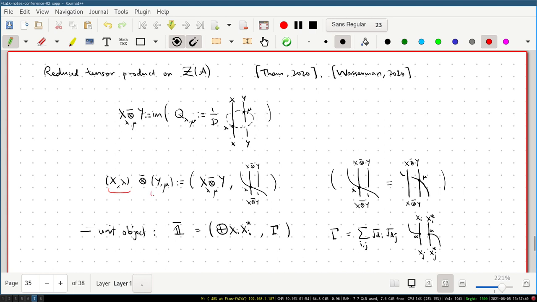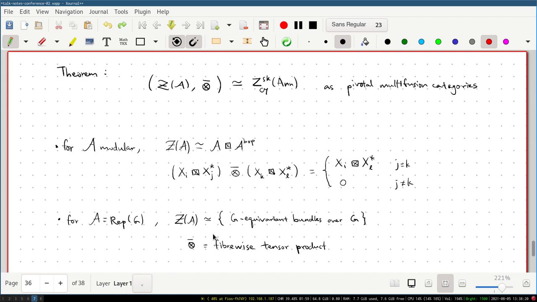For two objects, x with half braiding and y with half braiding, we define this object as a projection. So x reduced tensor y is a subobject of x tensor y. This may be zero. And then we put a half braiding on it. Here, this half braiding is the same as this half braiding because of the projection. The unit object is given by this direct sum, with this half braiding. As I mentioned, the claim is that this reduced tensor product is exactly the stacking tensor product here.